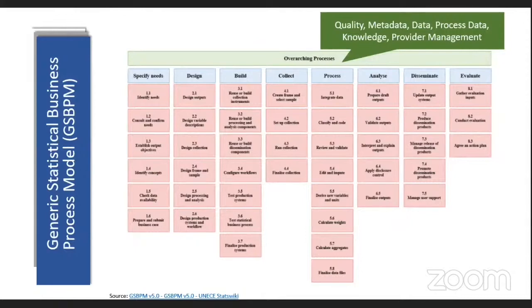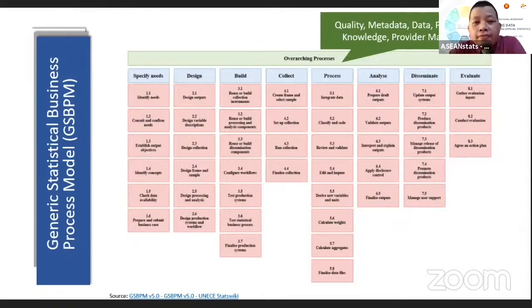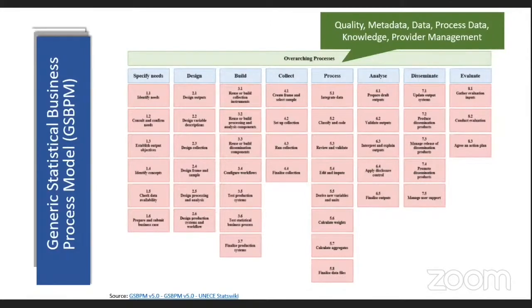This is a diagram showing the 8 phases of the statistical business process. We can see a blue box named level 1, and the sub-processes within each phase at level 2. Furthermore, GSBPM recognizes several overarching processes with a strong statistical component that apply throughout the 8 phases. We can see at the top of the diagram, the green one, overarching processes.